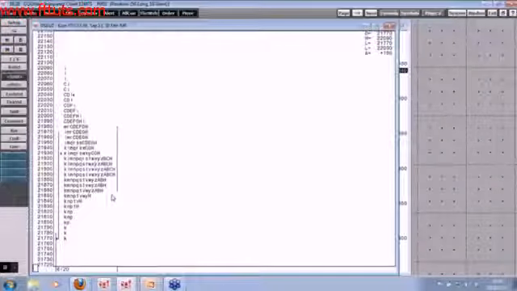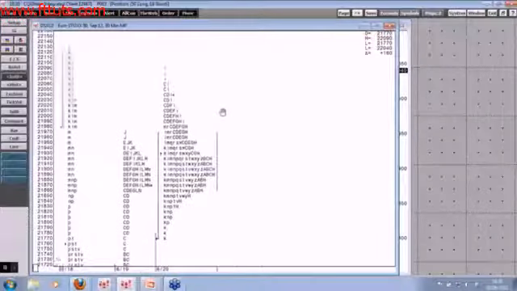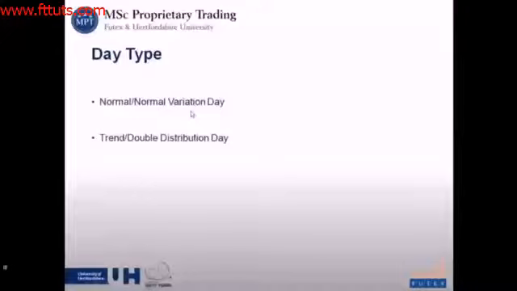So again, when the market opens, if it shows signs of being a normal distribution, we can then try to employ a more range type strategy to our trading. But if it's not showing signs of being a range day, it's likely to be what we call a trend day, or it could be a double distribution day.